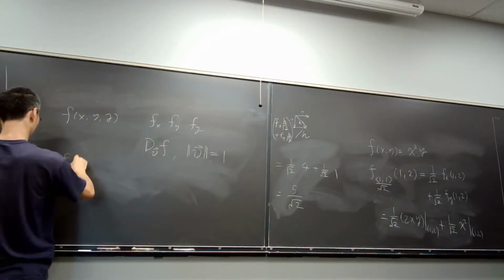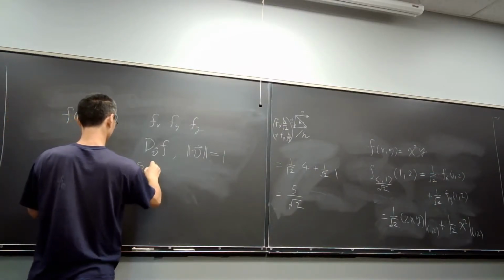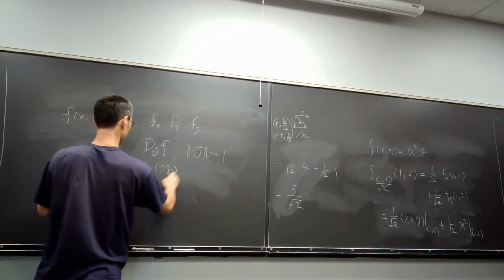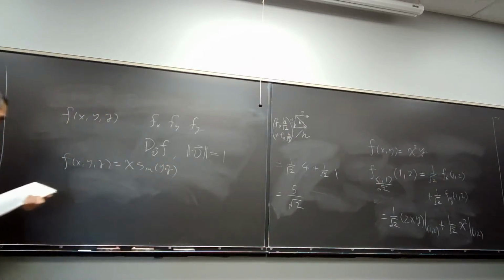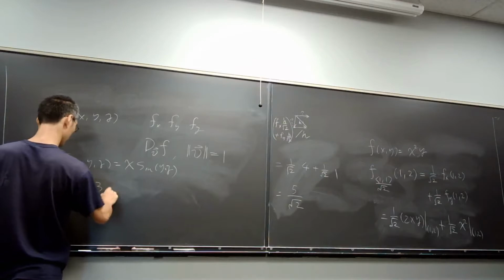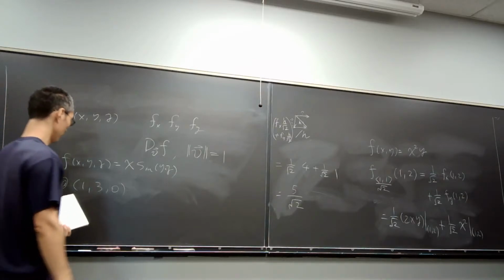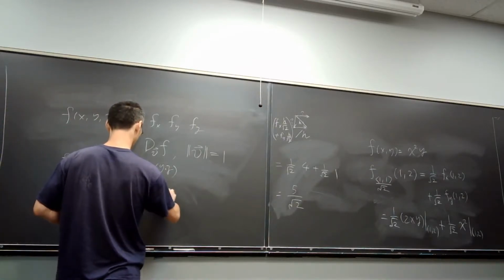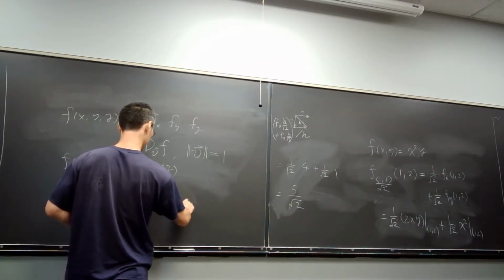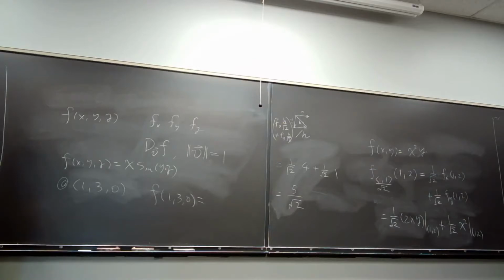Okay, let's try this example. So f equals x sine yz. Okay, so it's a function of 3 variables. And let's consider this point, (1, 3, 0). Because x equals 1, y equals 3, z equals 0. Okay, I'm going to ask you a few things. What is f at that point? That's easy, right? You're plugging in 1, 3, 0. What do you get?